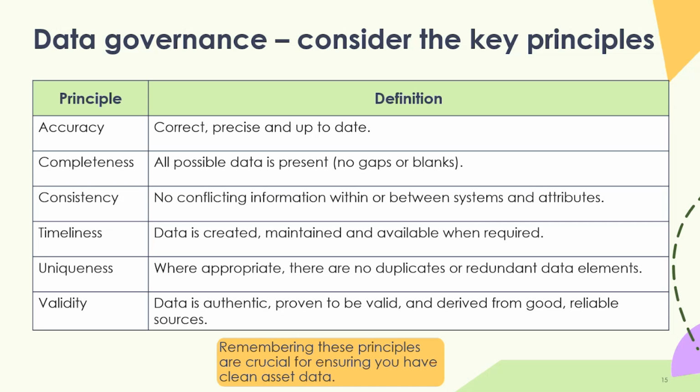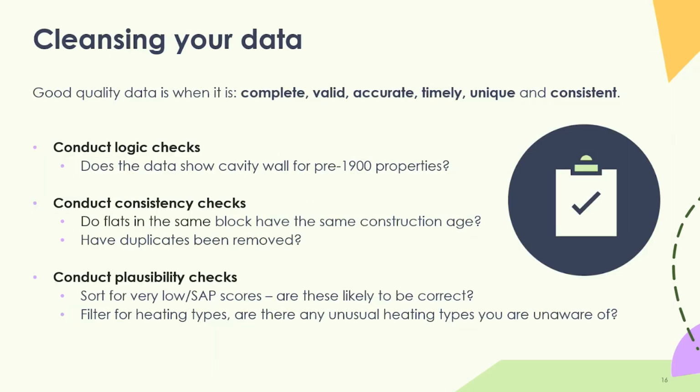So, cleansing that data: some examples of the checks I've talked about. For example, logic checks. Is an EPC showing a home as cavity wall, when that property is a late Victorian terrace from acquired stock in the city centre? If so, that doesn't seem logically right, because a property of that age is almost certainly not cavity wall. They didn't commonly appear until the 1920s.